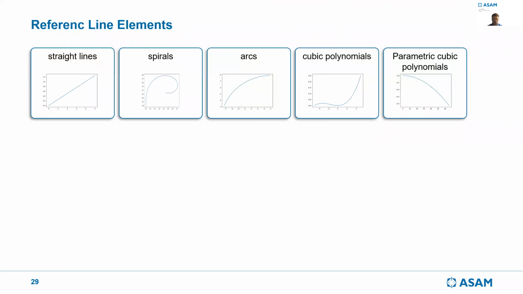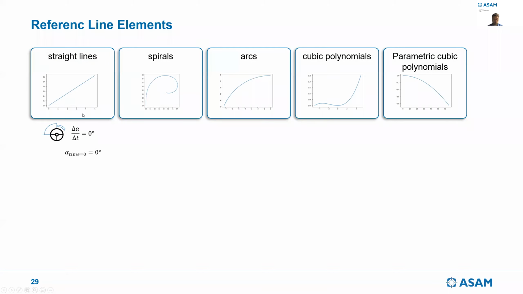Okay, so the 5 elements you saw in the UML model are displayed here again with small images of them. So a straight line, quite obvious, a straight line. A spiral, you can see here, that is a curve with a constant change of curvature. So for example, from a straight line into a tight turn. Then an arc has a constant curvature, and of course, a cubic polynomial or the parametric cubic polynomial. They're just a function, third order.